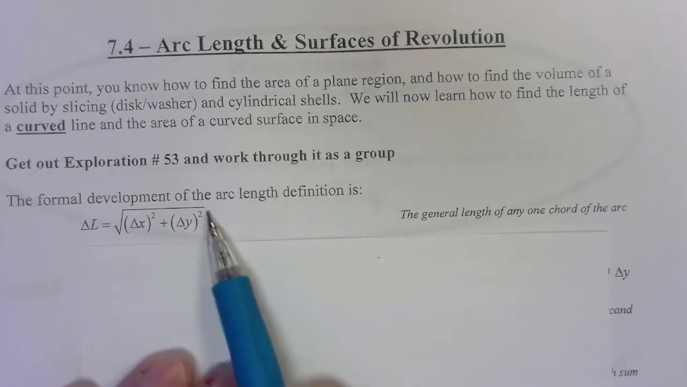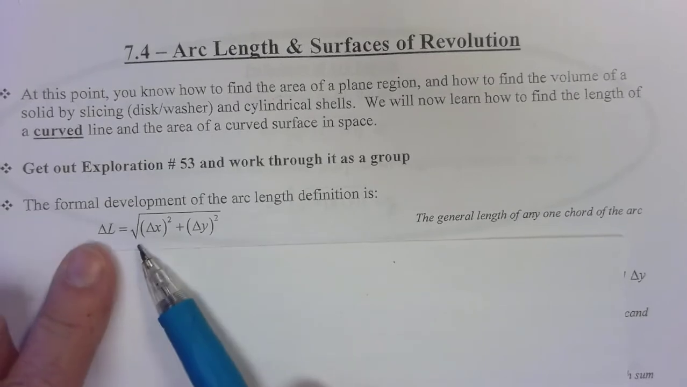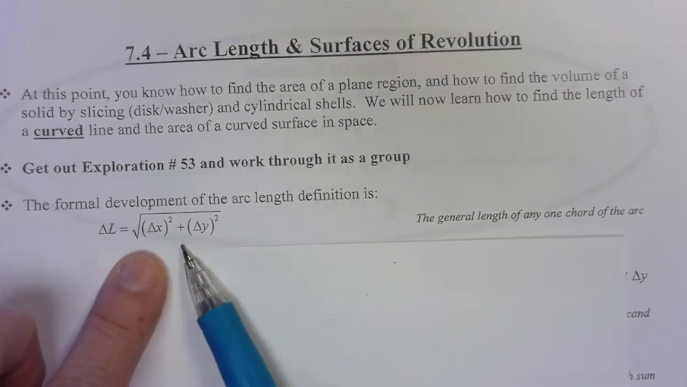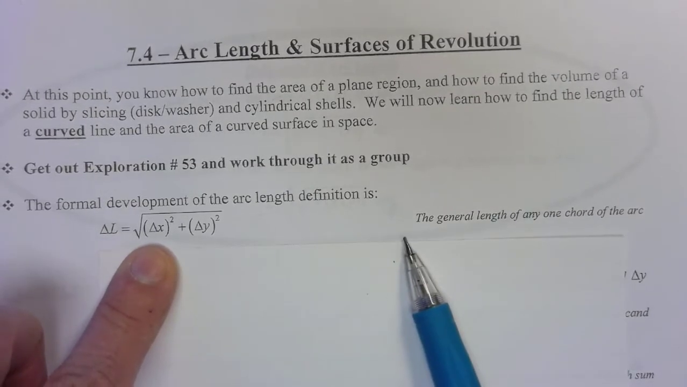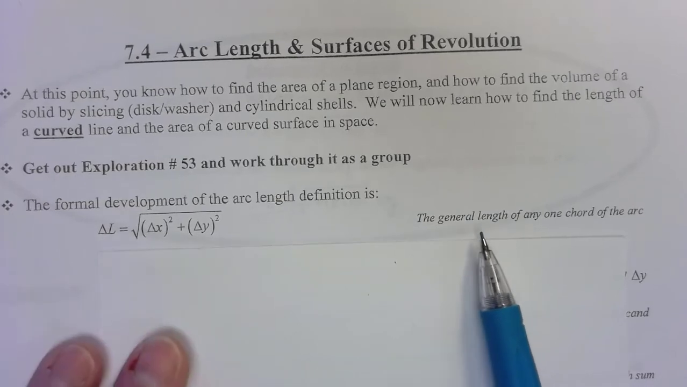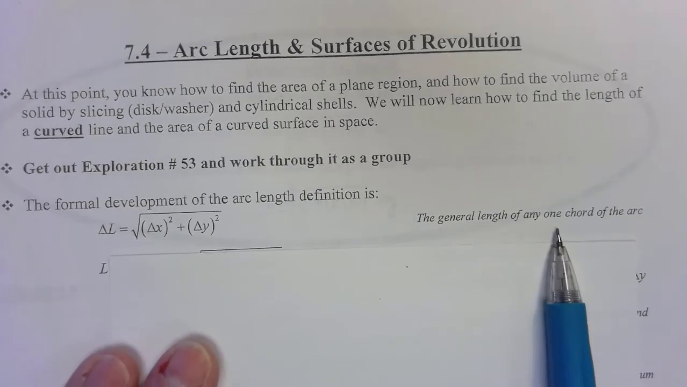So our formal development of arc length is defined as: the change in L is the square root of delta x squared plus delta y squared. That's the general length of any one chord of the arc.